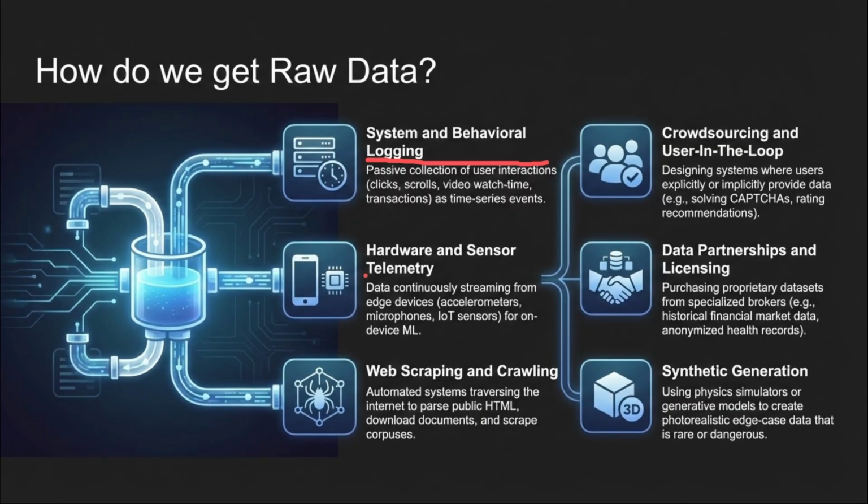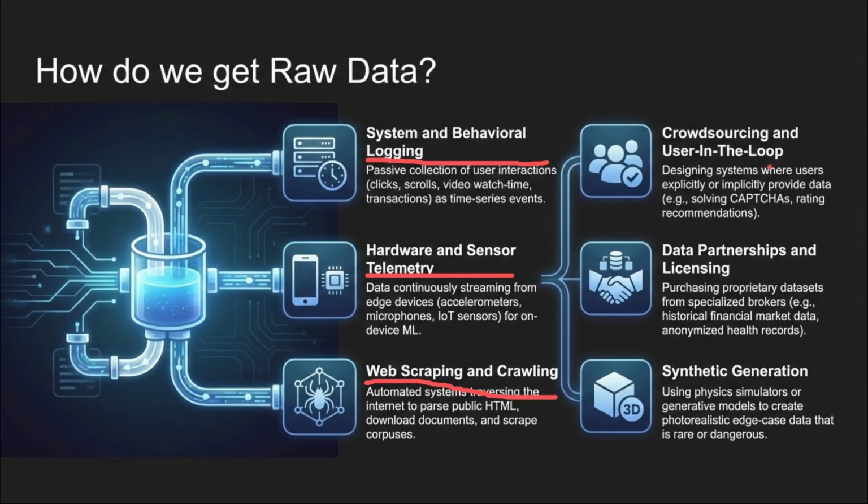Then hardware and sensor telemetry. Nowadays you have self-driving cars and everything, right? They have a lot of sensors. From the sensors we get continuous data output, so we can use that data as an input for ML models. And web scraping and crawling. Nowadays you might have seen this a lot, because all AI companies are scraping data online and training their ML models.